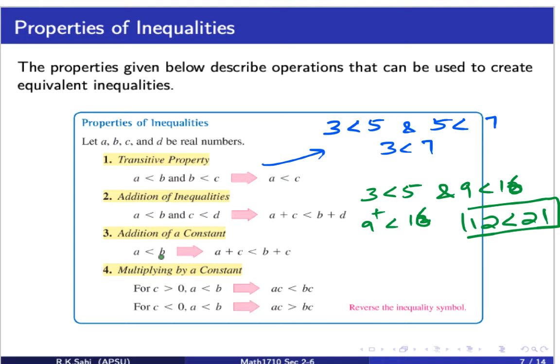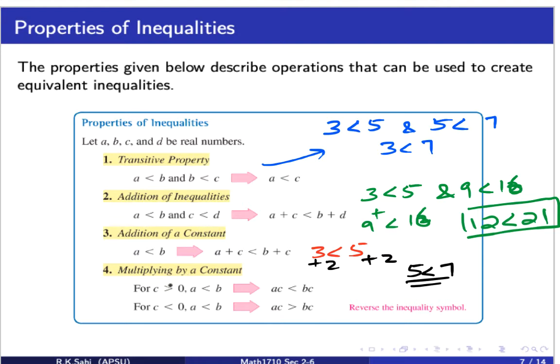Addition of a constant. If I have 3 less than 5, let's go back to the same old things here. So we say, hey, 3 is less than 5. If I add a constant on both sides of this, say plus 2 and plus 2, then clearly 3 plus 2 is 5, which is less than 5 plus 2, 7. So this also makes sense. That's addition of a constant.